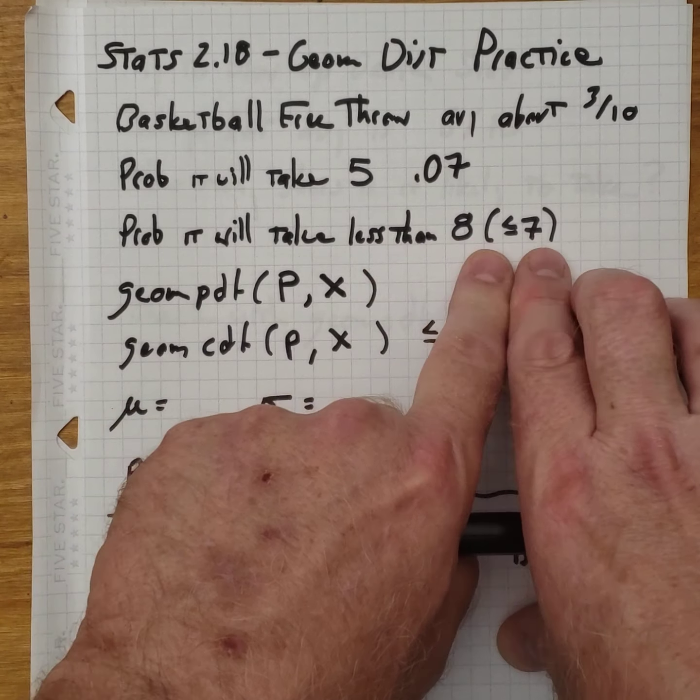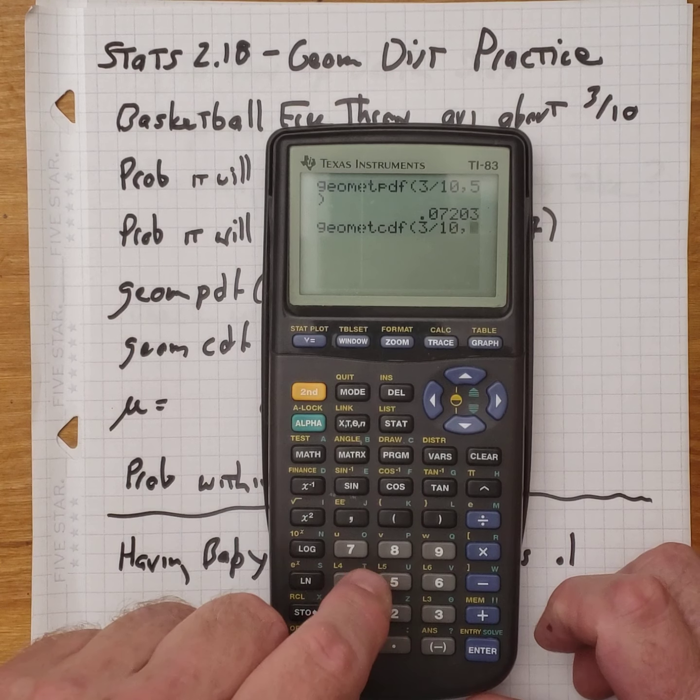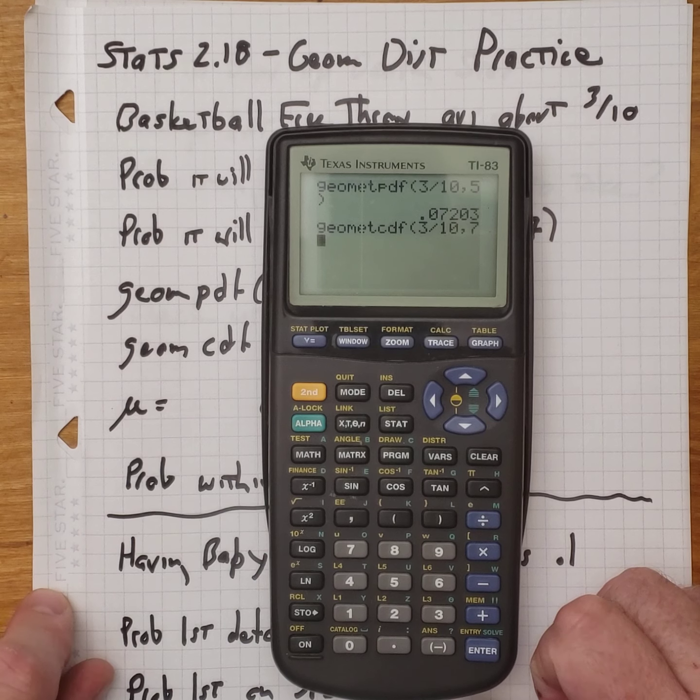Okay, you need to be conscious of the distinction between less than and less than or equal to, which is about a 4th grade distinction. So please don't tell me that you don't understand that. So geometric CDF here, cumulative distribution function. Same probability, 3 divided by 10, and then comma, we want to know less than or equal to 7.